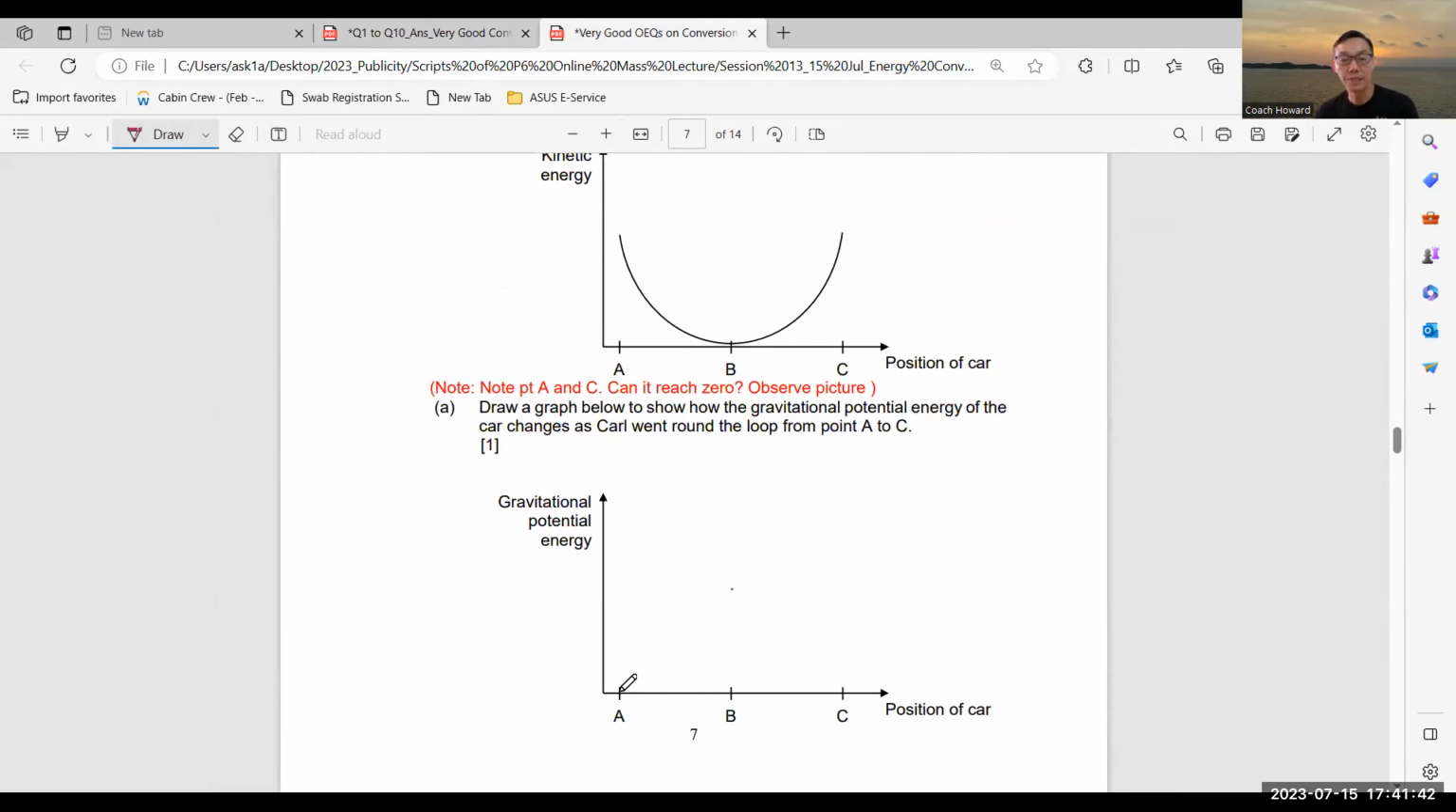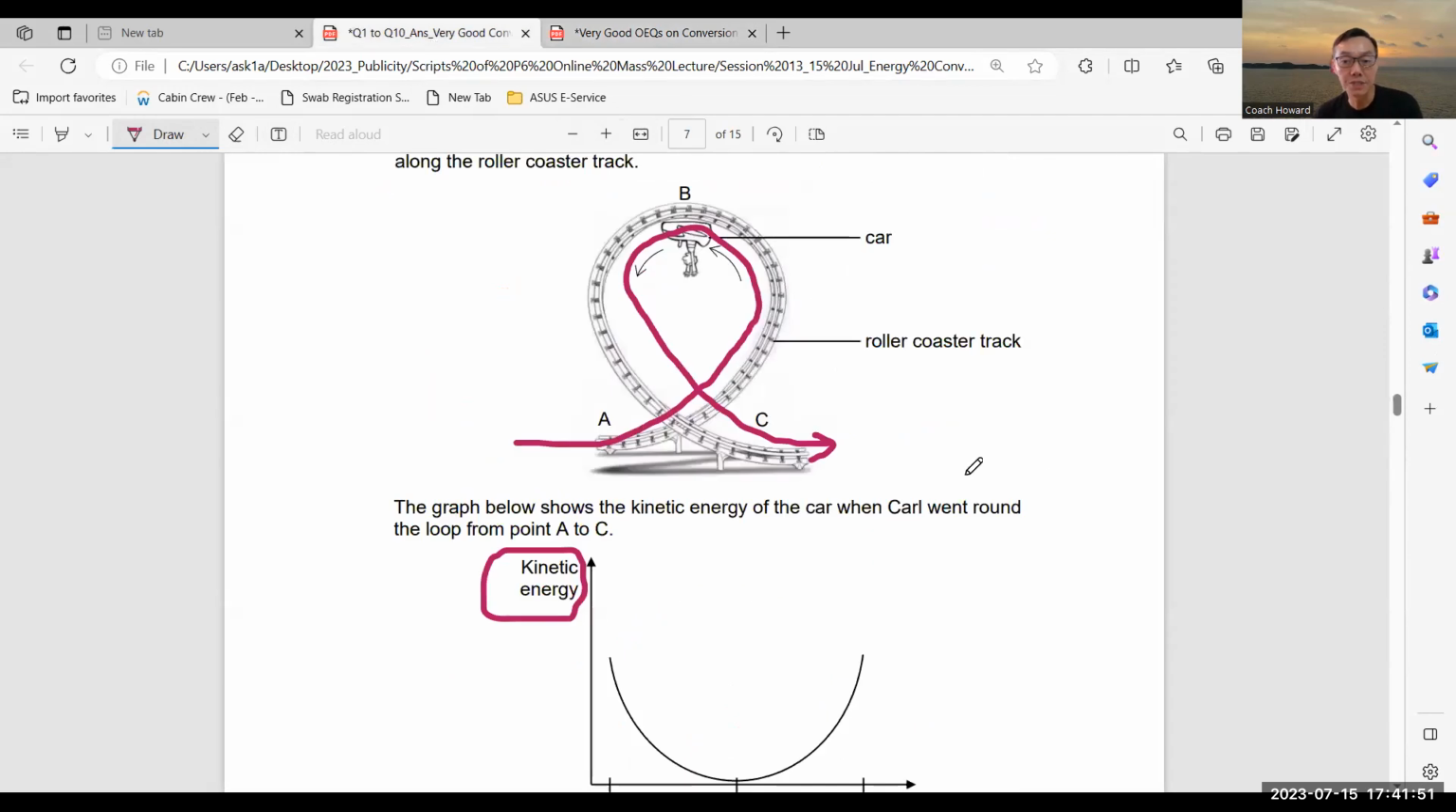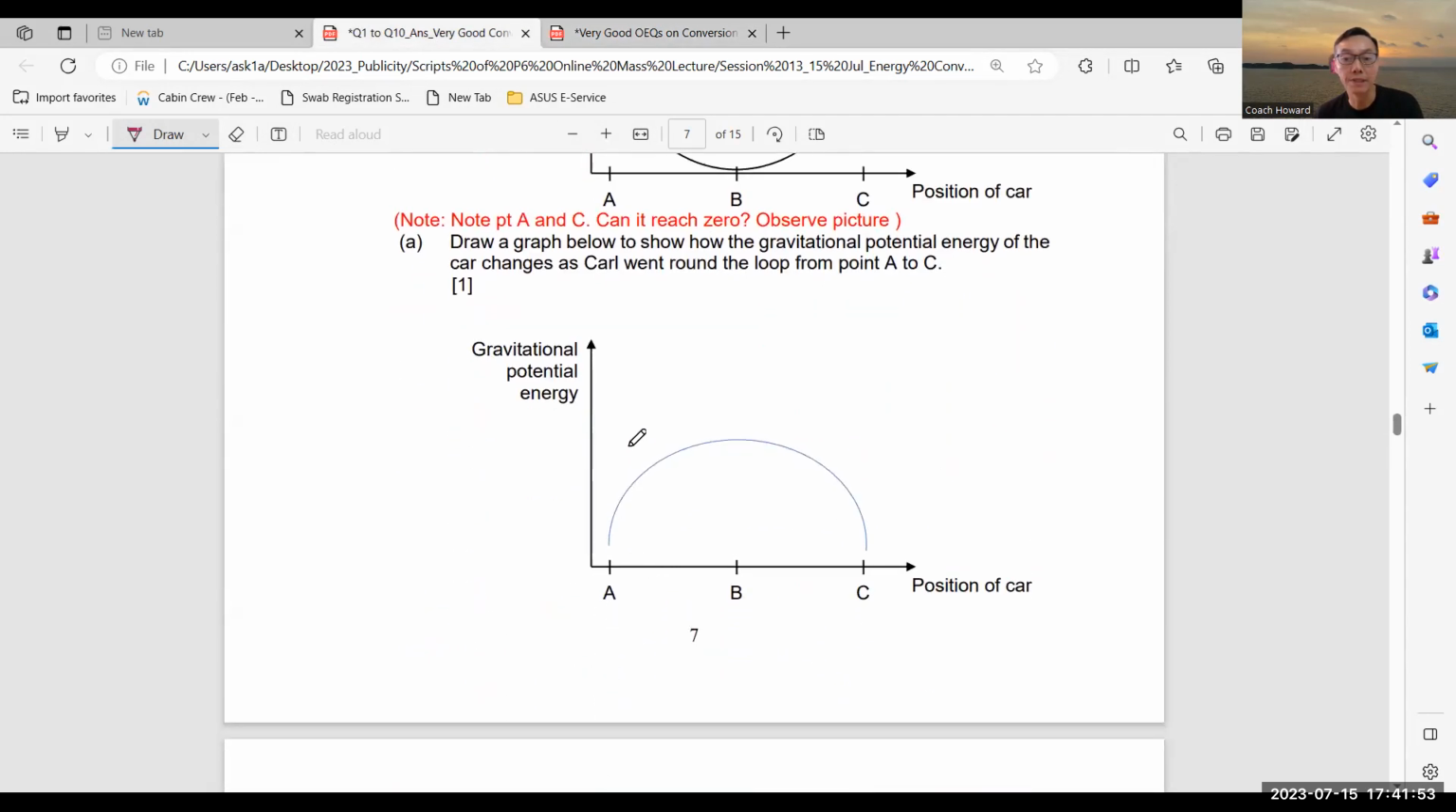So your answer will be this curve. You try to draw like the mirror image, something like that. So the answer shows something this way, okay. This curve over here.